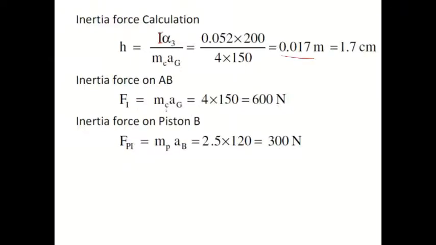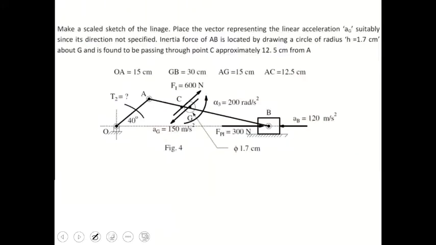Then Fi is the inertia force of the connecting rod AB, that is mass into acceleration. The mass is 4 and the acceleration is 150, so 600 Newton. Similarly Fp is the force of the piston, mass of the piston times acceleration of the piston, 2.5 times 120, 300 Newton. So this inertia force of 600 Newton will be acting at this point.